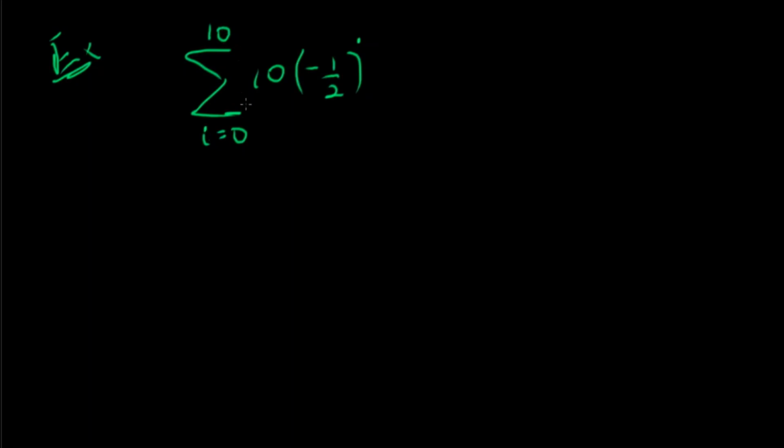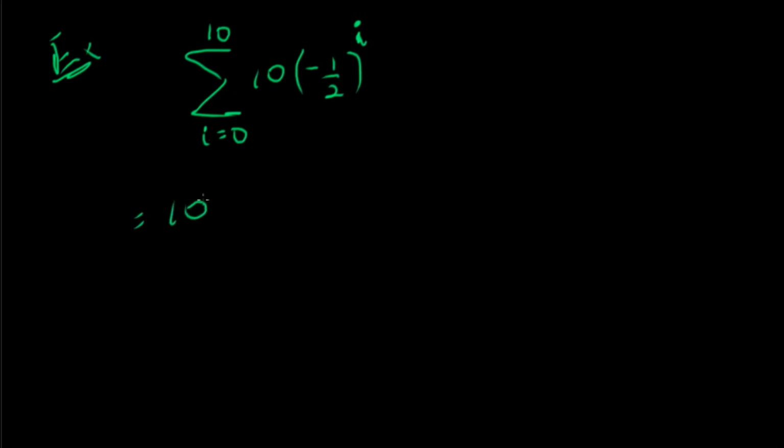All right, so example. I want you to find the sum of the geometric sequence that starts at 10, and then its constant ratio is actually -1/2 this time. This one's going to be a little bit different. We're going to go from 0 to 10. So the first term is we're going to call it the 0th term, and this is going to be an i up here.